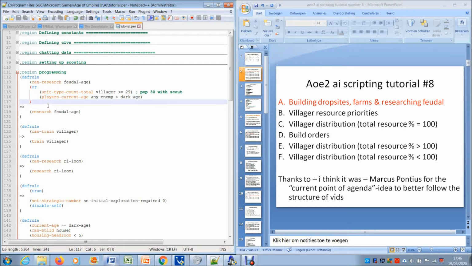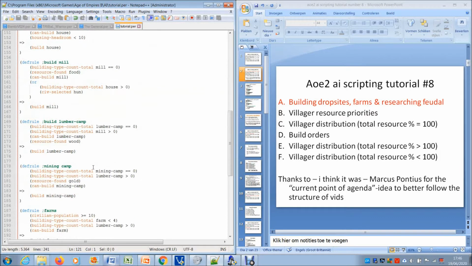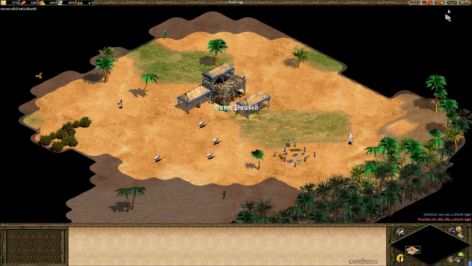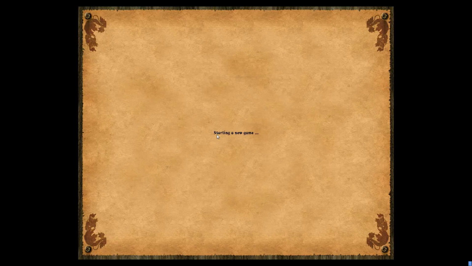So what does this rule do? If it can research feudal age, it will, if either we have 30 pop to go up, for instance to do a fast castle or whatever, or we want to speed things up if we detect that an enemy has gone up very early. We want to, of course, not postpone going into feudal age. We want to follow. This is an example of how you can research feudal age. Okay, we will try this out and see if there are any bugs.